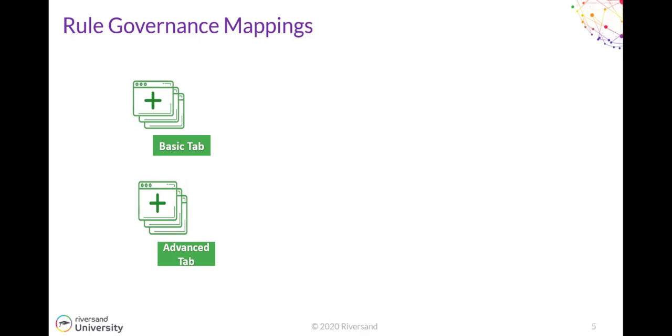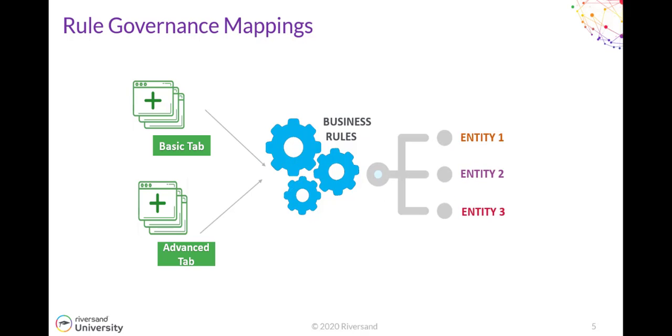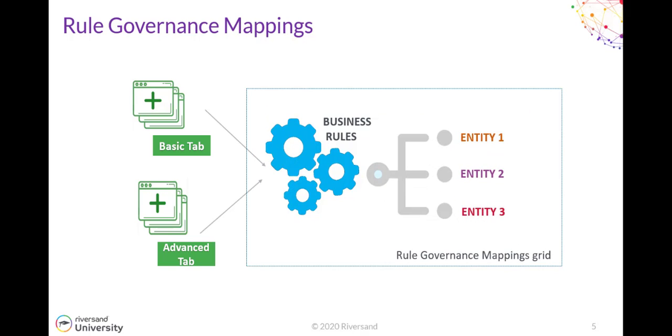In the current release, Business Rule Builder provides the ability to map the business rule from the Rule Governance Mappings grid. As a business user, after successfully creating the business rule from Basic or Advanced tab, you must map the business rule to an entity. The Rule Governance Mappings grid allows you to define and manage the mapping of an entity with business rules. Note that currently you can map only business rules.